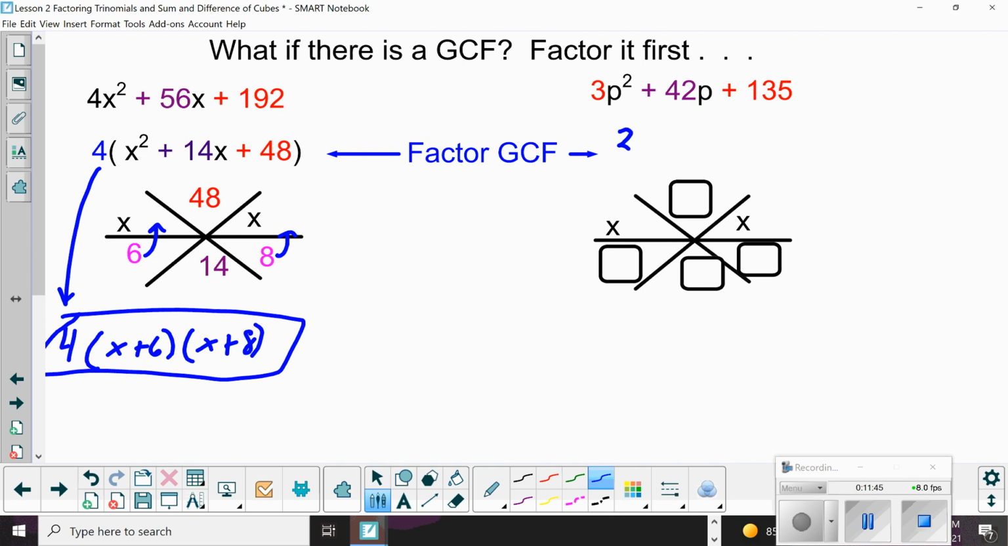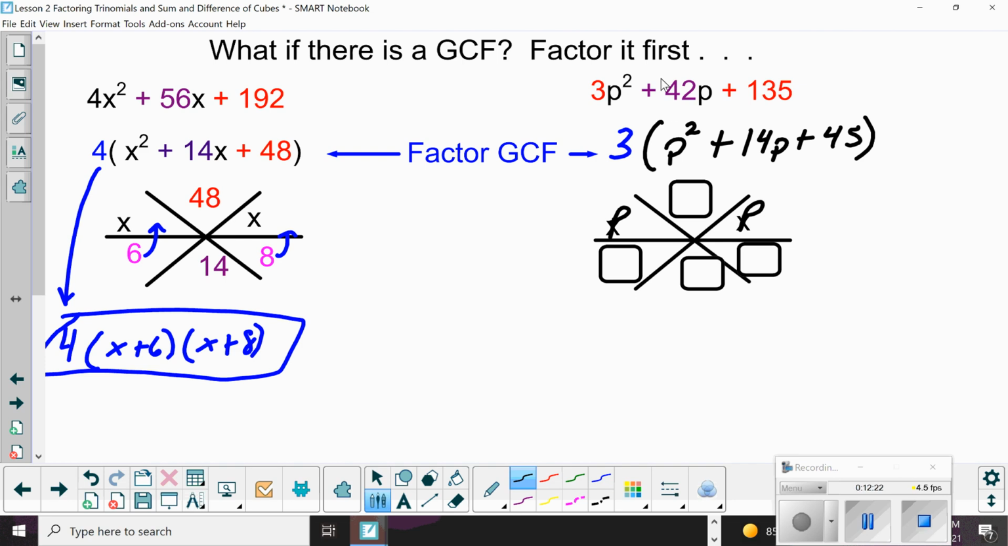So I'm going to get 3, and that's going to leave me with p squared plus 14p plus 45. All right, p and p. I didn't exactly write p and p here, but we'll make this a p so that it's correct. Okay, there's my p and p.